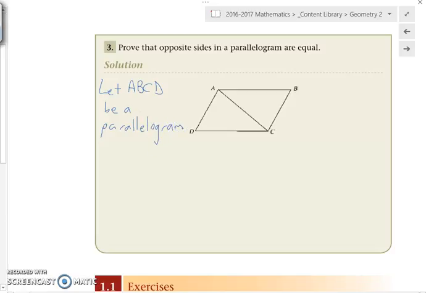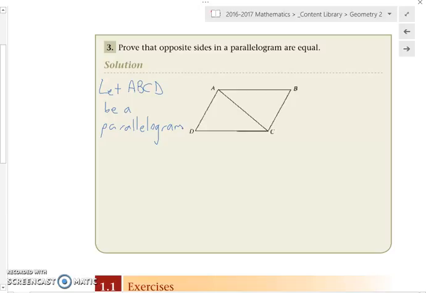No, parallel is the two lines. Parallelogram is the object, because you can have two lines that are parallel and not be a parallelogram. So yeah, to actually say it's a parallelogram, you need to say it.